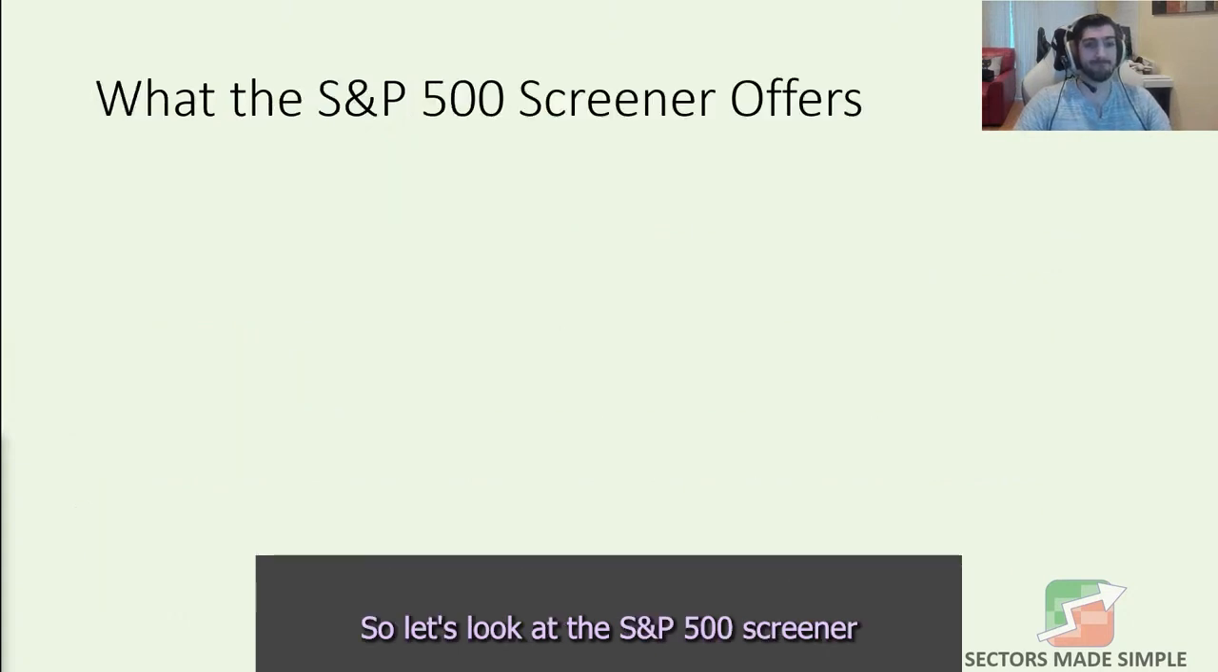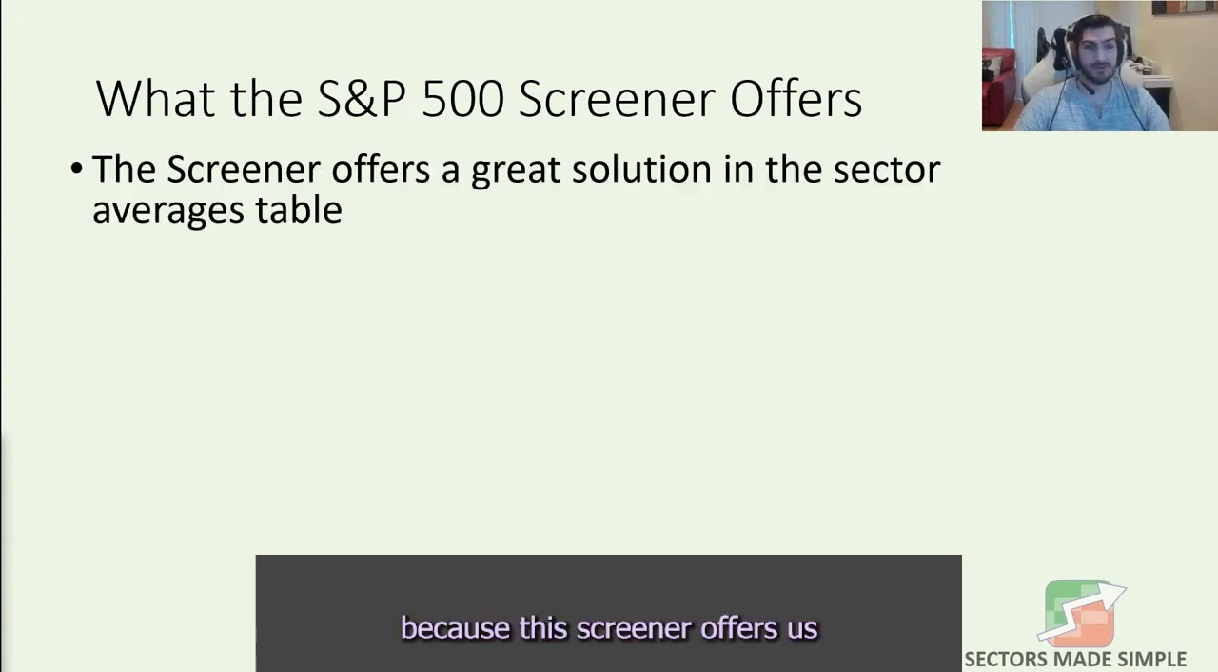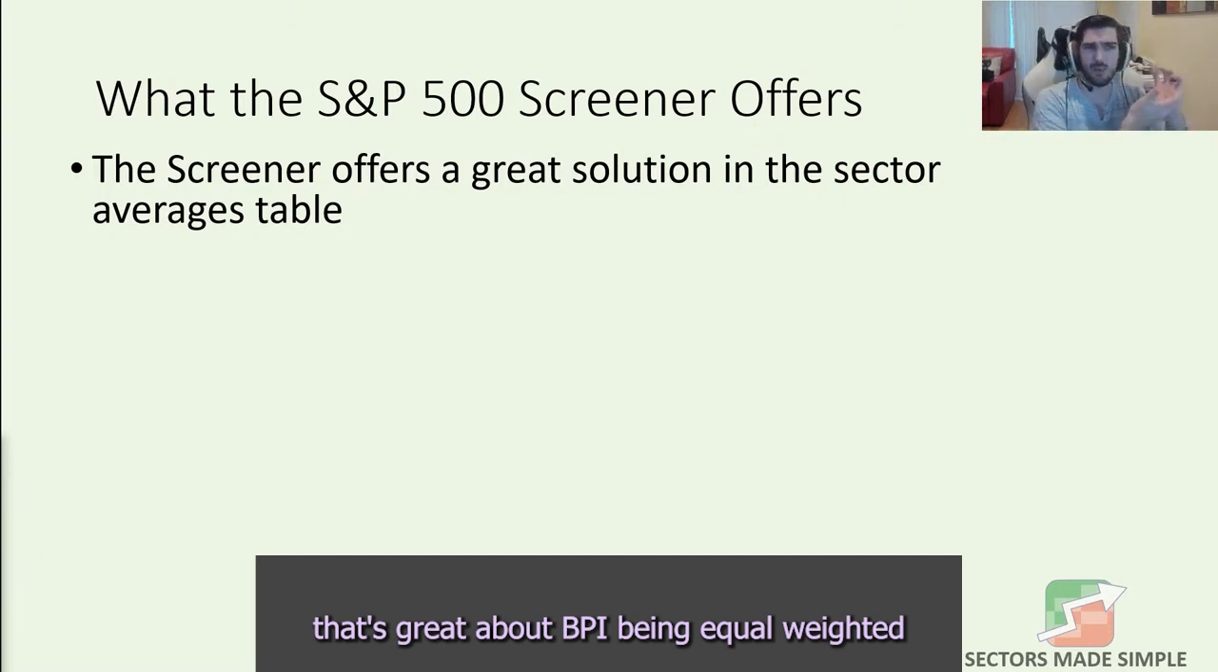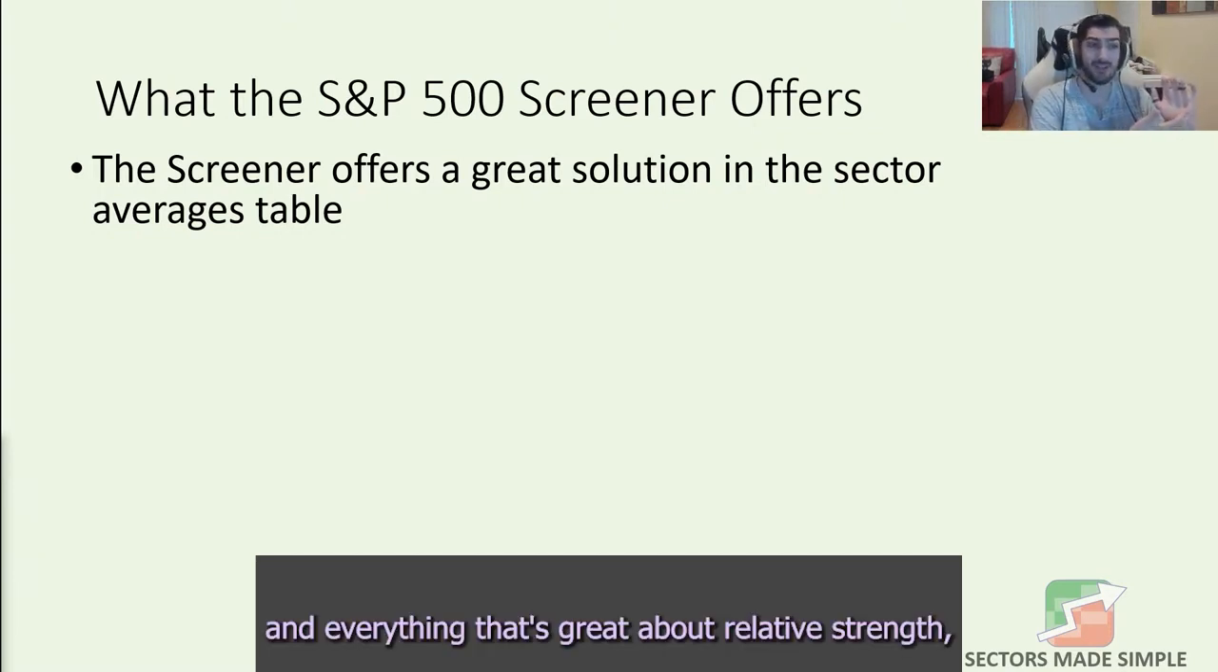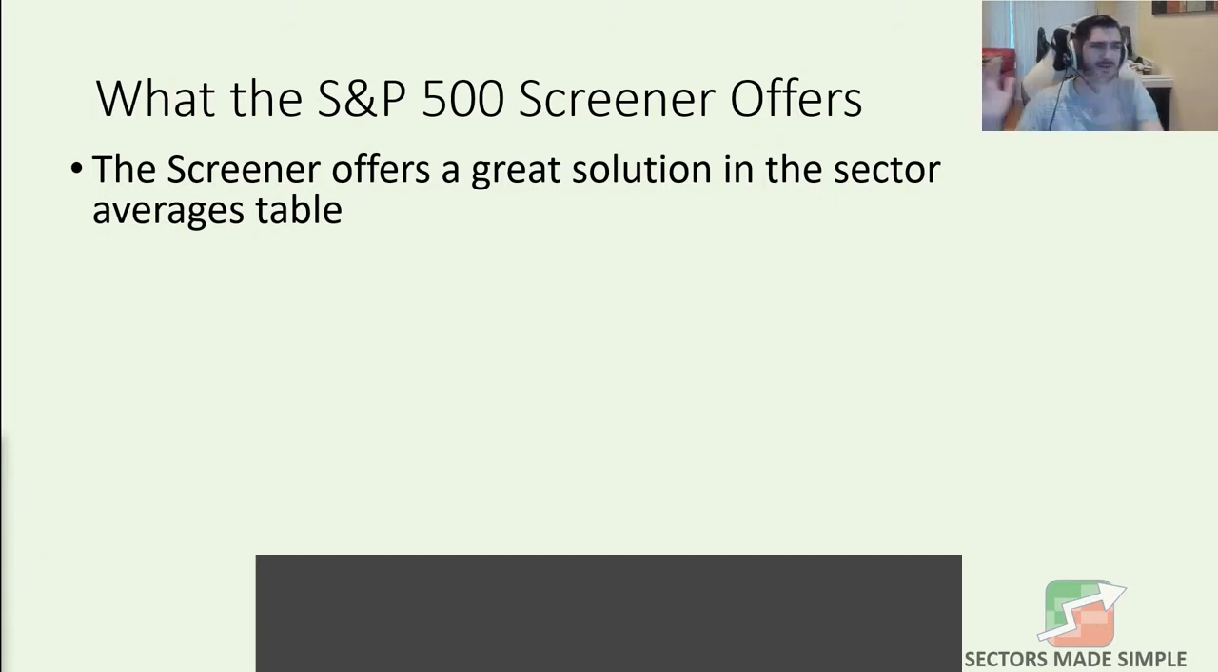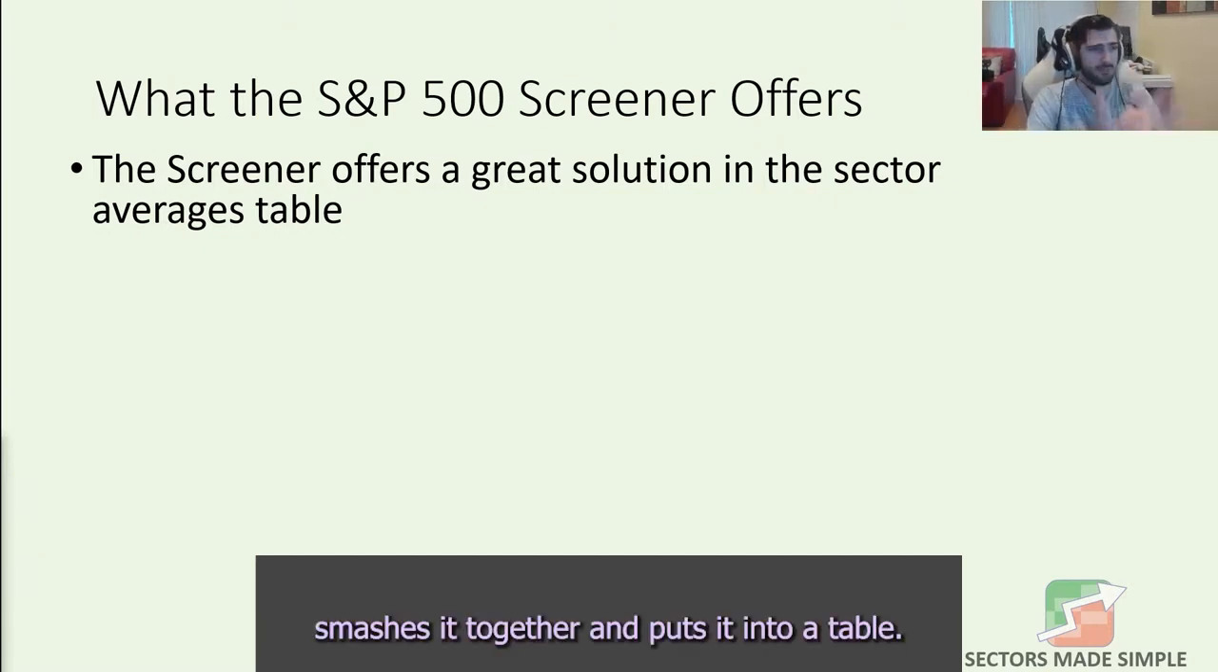So, let's look at the S&P 500 screener, because this screener offers us a great, and I would say almost perfect, solution to this problem. What is the sector leader? Equal weighted? Sector averages. Sector averages takes everything that's great about BPI being equal weighted and everything that's great about relative strength, smushes it together, and puts it into a table.